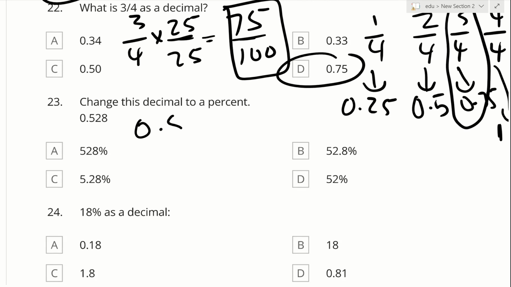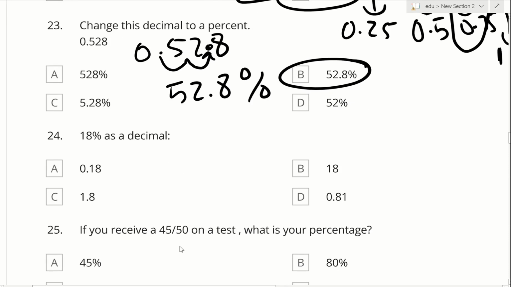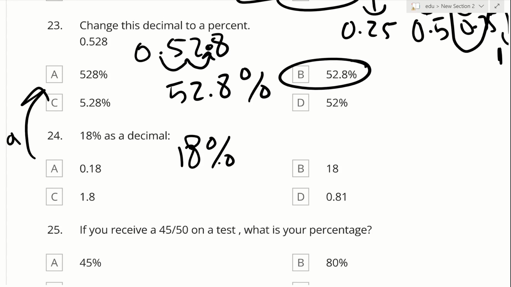So if I want to change a decimal to a percent, I have to move the decimal 2 times to the right. So my answer would be 52.8%. 18% as a decimal. If I want to change from a percent to a decimal, I have to do the opposite of this. So I move my decimal to the left 2 times. So my answer is going to be 0.18.